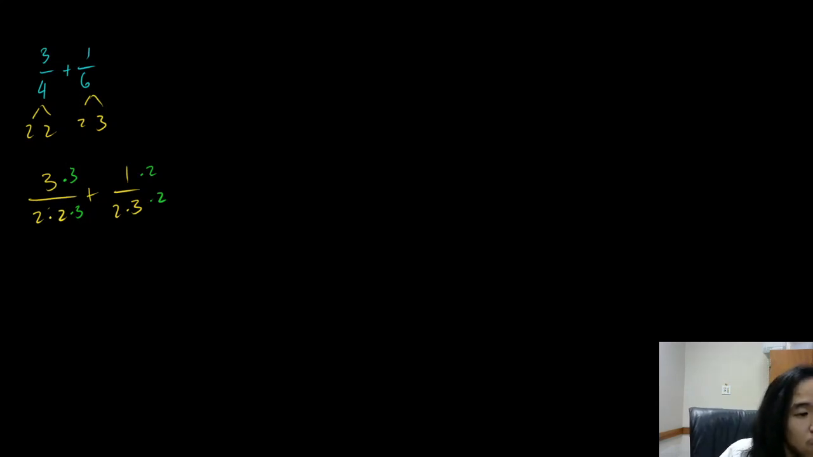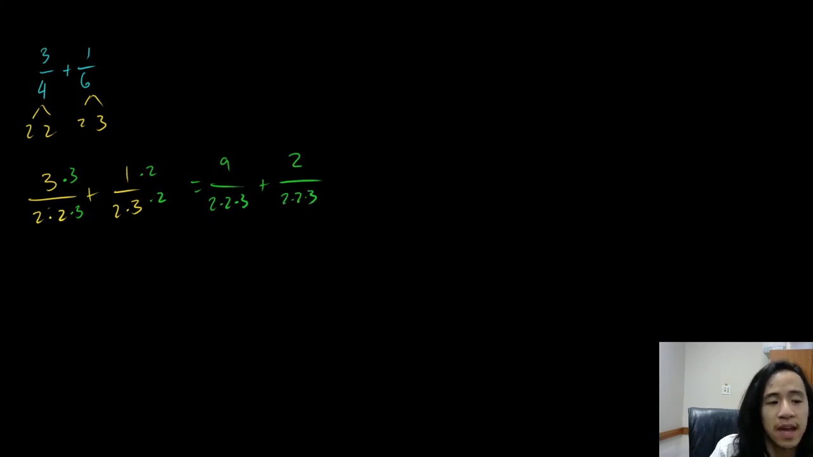So let's see what this gets us. The top, I have 9, and at the bottom, I'm going to leave this in the prime factored form. And then the top, I have 1 times 2, and the bottom is 2 times 2 times 3. Now that the denominators are the same, I can just add the numerators, and then I'm going to multiply this out. So 2 times 2 is 4, times 3 is 12.